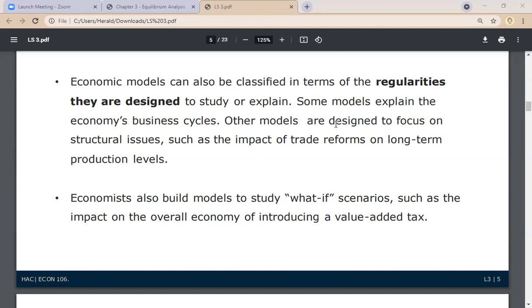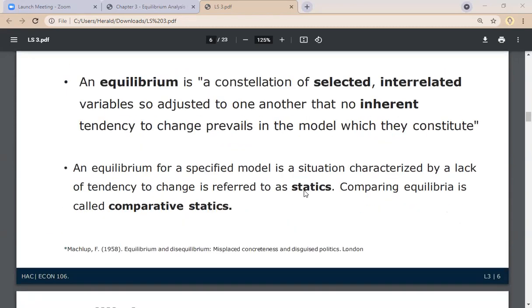Now, Chiang and Wainwright highlighted that equilibrium is a constellation of selected interrelated variables so adjusted to one another that no inherent tendency to change prevails in the model which they constitute. Take notice of those three terms: selected, interrelated, and also inherent.